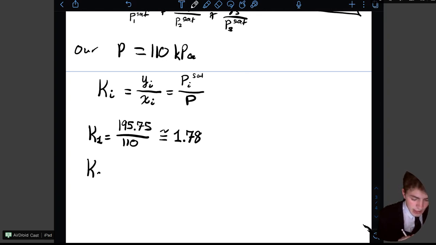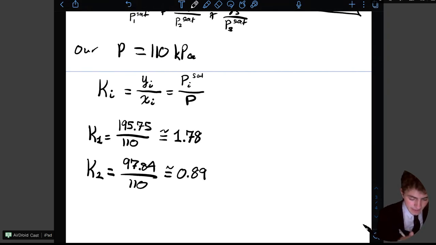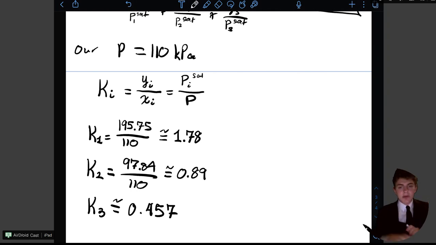K2 then will be 97.84 over 110, which is going to come out to about 0.89. And finally, K3 is equal to 50.32 over 110, which is going to be about 0.457. So there we have our 3 equations.